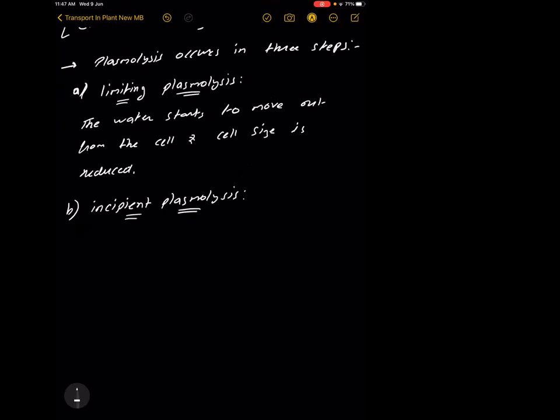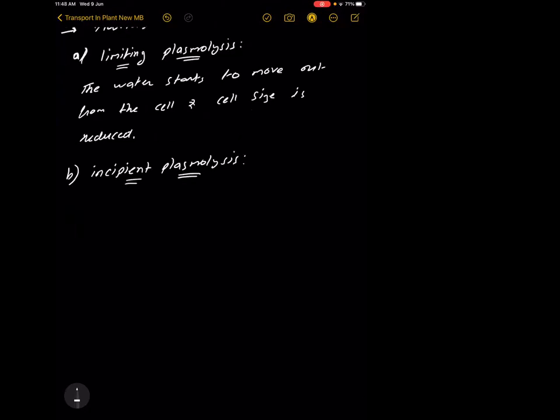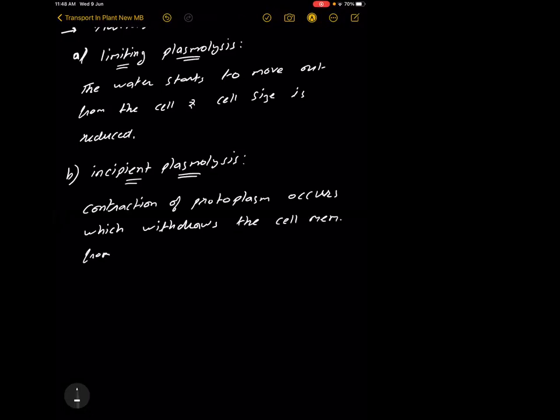Second, that is called incipient plasmolysis. It means contraction of protoplasm occurs, which withdraws the cell membrane from the cell wall. From the cell wall. Okay.